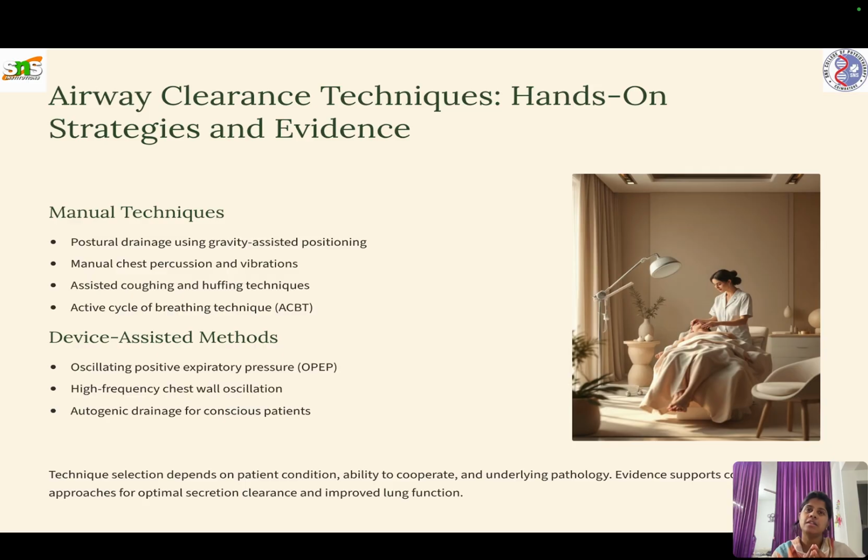Certain secretions will be very stubborn and cannot be expectorated with the help of manual techniques. In such conditions we opt for equipment like PEP devices, that is oscillatory positive expiratory pressure, OPEP devices like flutter, acapella and aerobika.